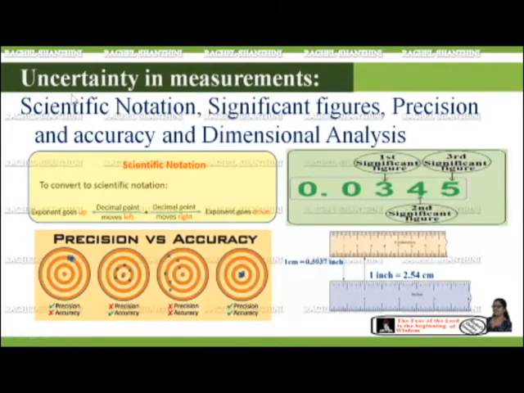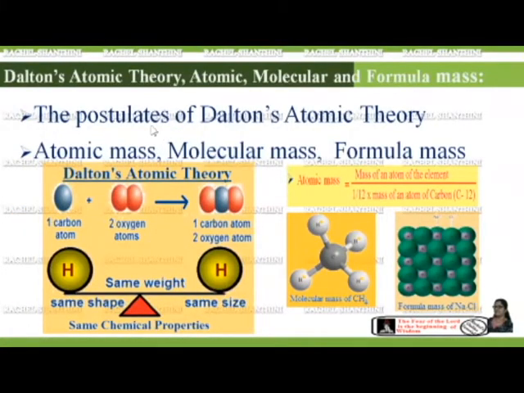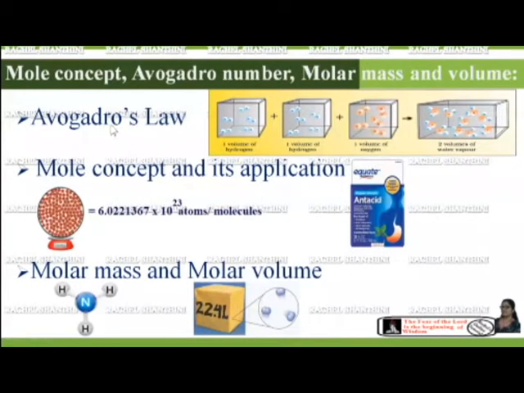In session 1.4, we discussed the uncertainty in measurements: scientific notation, significant figures, precision and accuracy, and dimensional analysis. In session 1.5, we discussed the laws of chemical combination. In session 1.6, we discussed the postulates of Dalton atomic theory, atomic mass, molecular mass, and formula mass. In session 1.7, we discussed the mole concept, Avogadro number, molar mass, and molar volume.